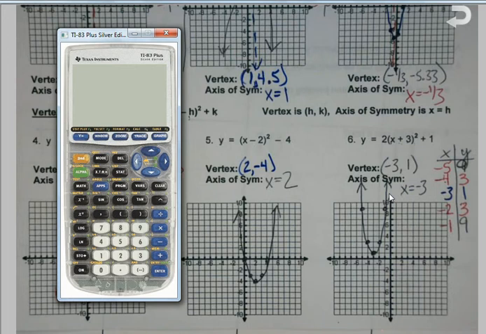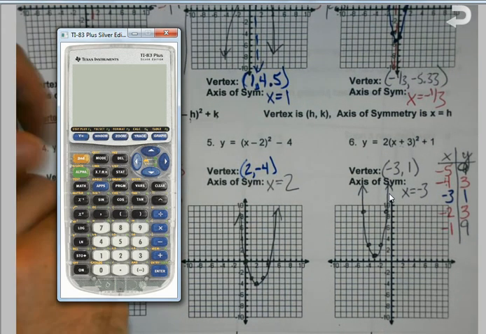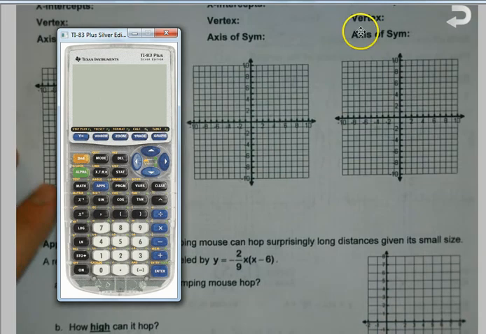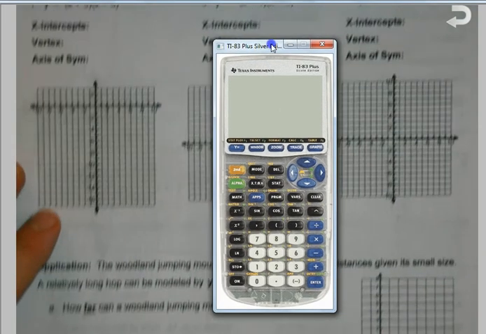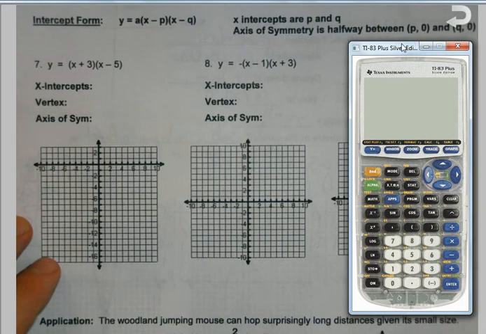Now there's one more form. So we've done the really long form. We've done the really short form. Now we're going to do kind of the in between. So, let me flip her over here. Get my calculator back out of the way. Now the last form is intercept form.